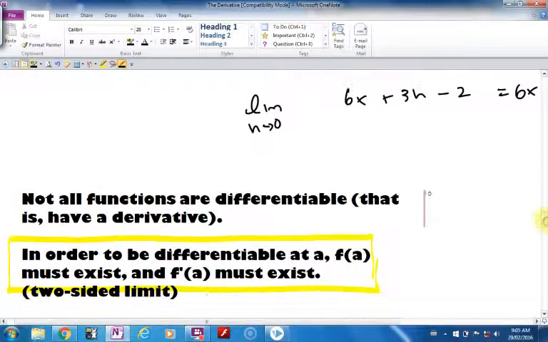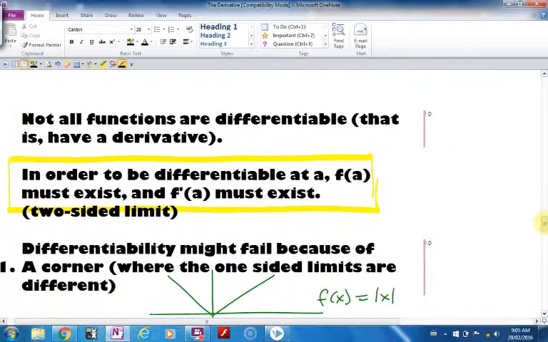But by definition, in order to be differentiable at a point where x equals a, f of a must exist, and f prime of a, so in other words, the derivative must exist at a. And by that we mean the two-sided limit. So we need to be able to take the limit on either side of x equals a and have the value be the same to say that the two-sided limit exists. So the function has to exist and the limit exists, and that way we have differentiability.